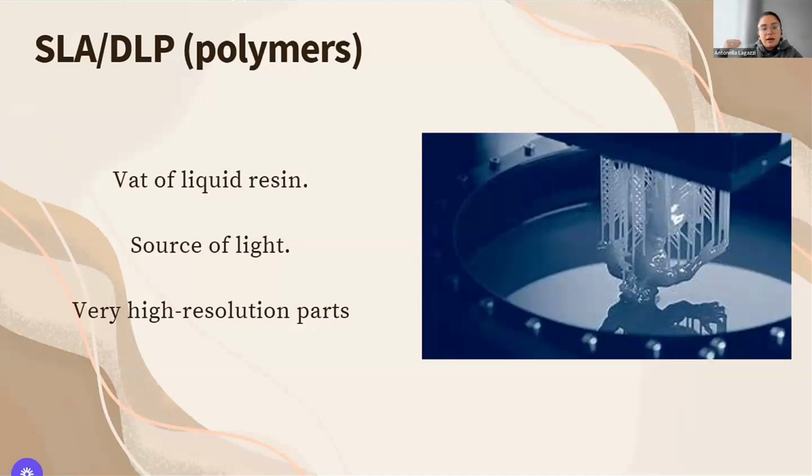The drawbacks are that resins can be brittle, and then we may need post processing, washing the printed parts, and then curing them with UV light to achieve the final properties. So we have some steps to achieve the proper printed part.